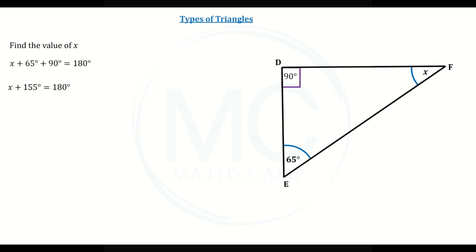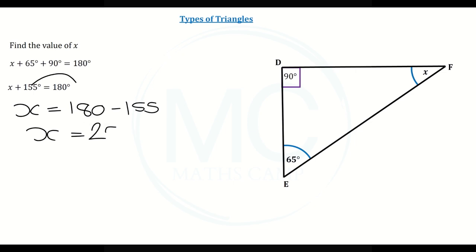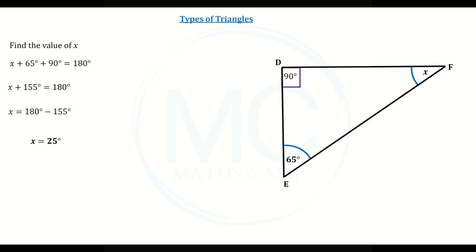And now we can solve for x. So let's leave x on the left, make this equal to, we're going to move 155 to the right. So we say 180 degrees minus 155 degrees, which means that x is equal to 25 degrees. Let's do another example.